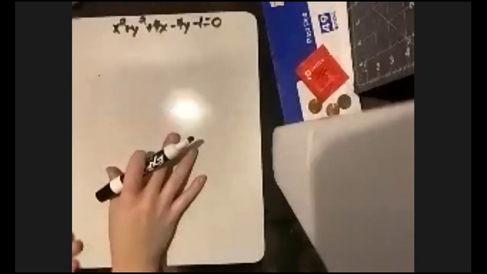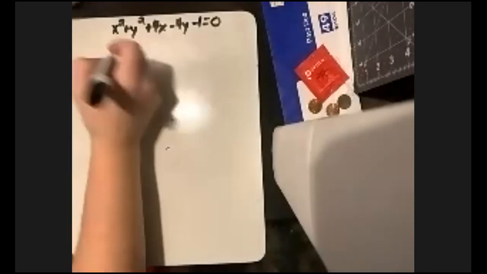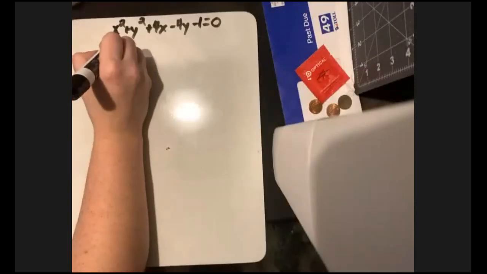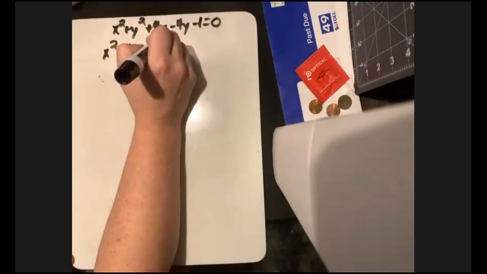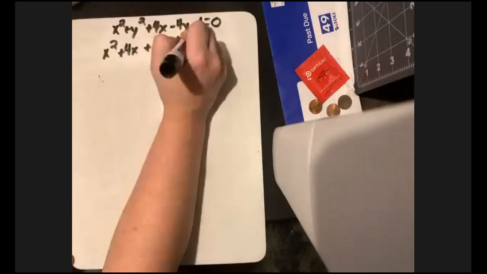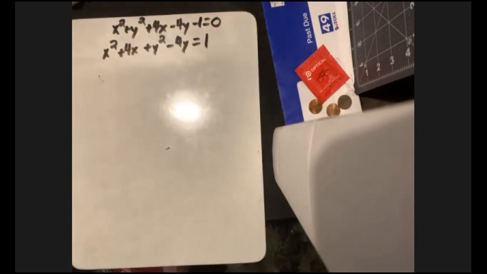So first things first, I've got to get my x's near each other and my y's near each other. So I'm going to do x squared plus 4x plus y squared minus 4y. And then that minus 1, I'm going to add to the other side. So it's going to be a positive 1.